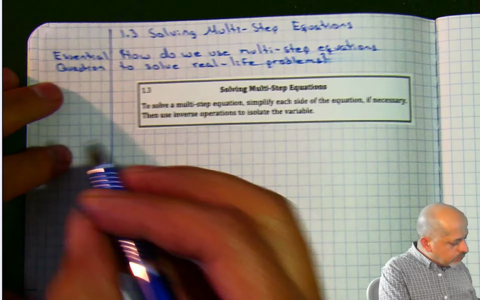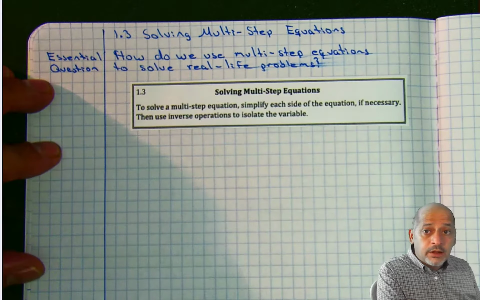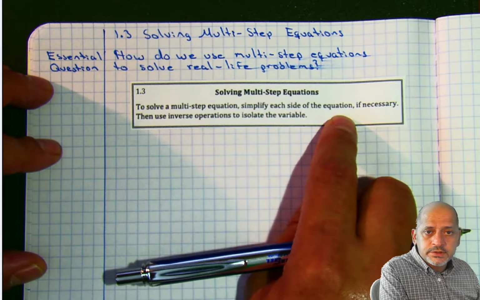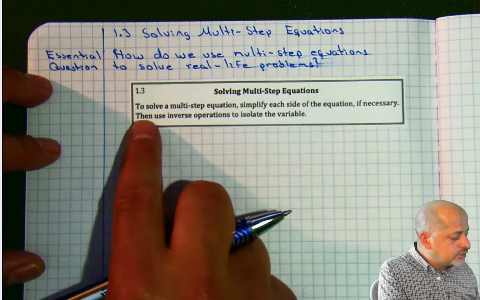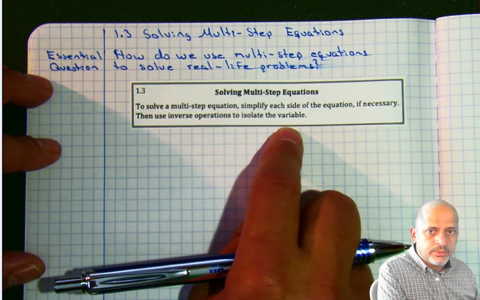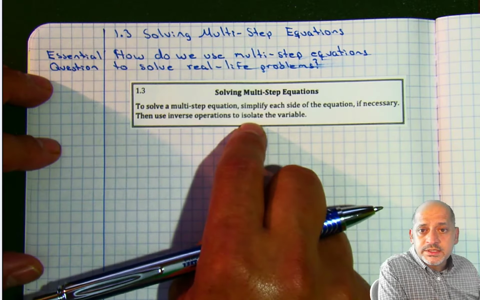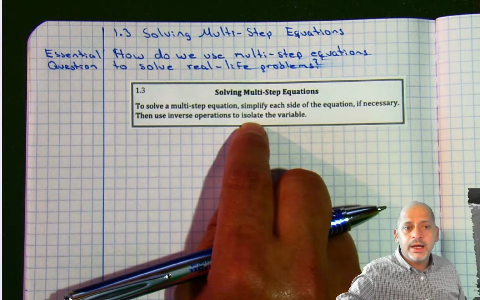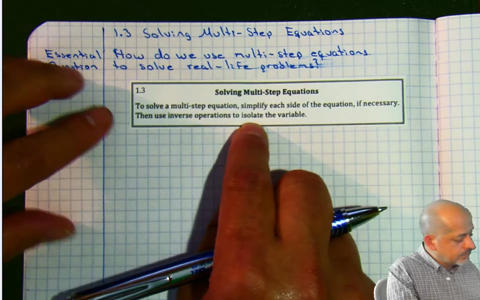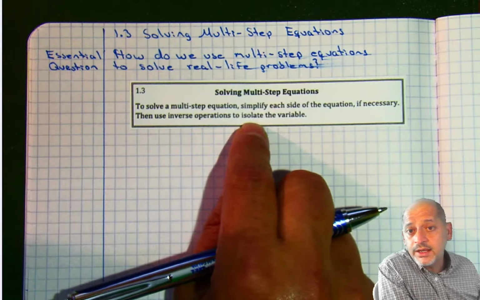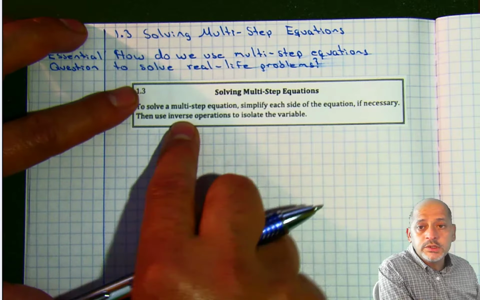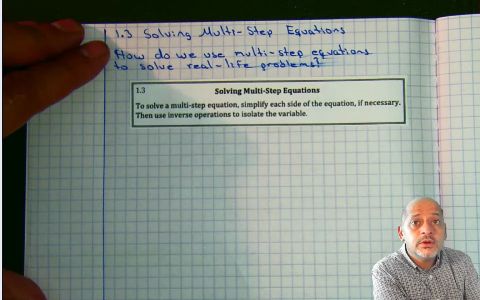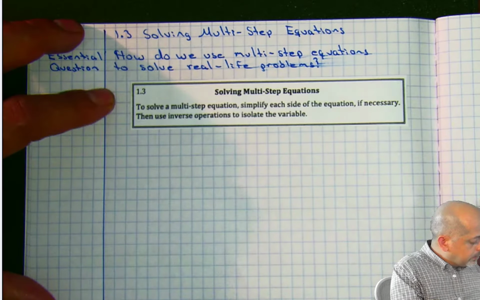So let's go through example number 1. Well, let's go through the notes first, right? To solve a multi-step equation, we need to simplify each side of the equation first, if necessary. Then we're going to use the inverse operation to isolate the variable. Do you remember what isolate means? Isolate means to live by itself. So the variable, the x, the y, the a, the b, will be living by itself. The inverse is always going to be the opposite. If it's adding, we're going to subtract. If it's multiplying, we're going to divide. So therefore, example number 1.